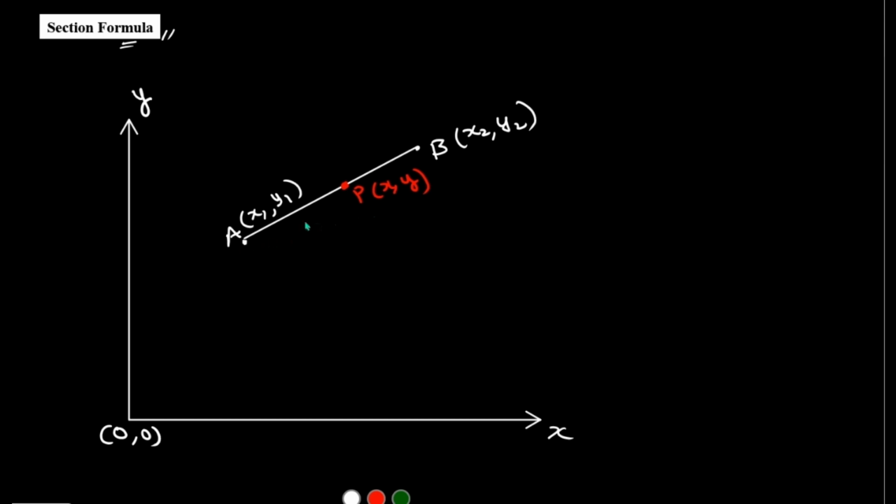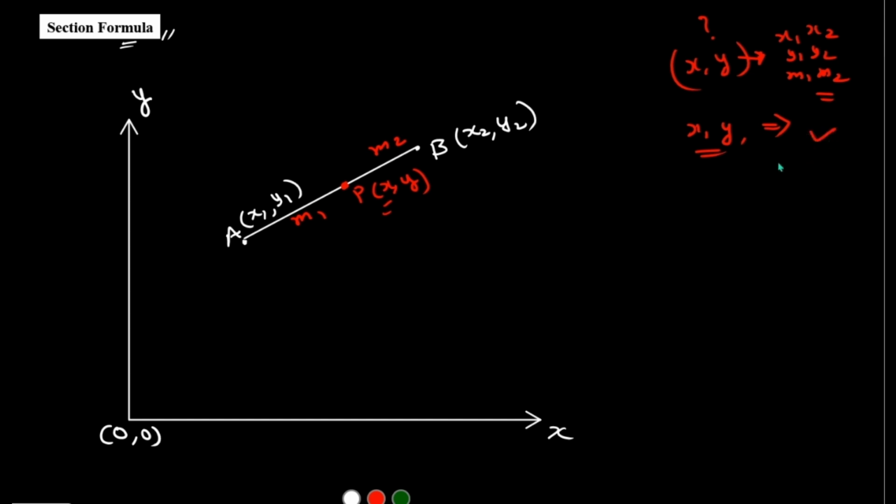This point is dividing the length AB in the ratio of m1 and m2. So now I need to find the x and y coordinates in terms of x1, x2, y1, y2, m1, m2. We need to find any point xy in such a way that it divides the line AB in the ratio of m1 and m2. It's clear, right? So how do you find this point xy? The expressions we get for these xy points are what we call the section formula. Now we will derive these expressions.